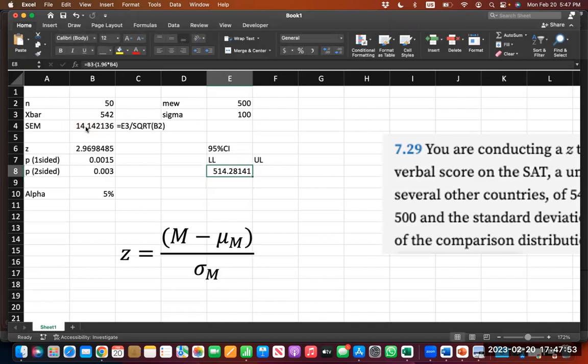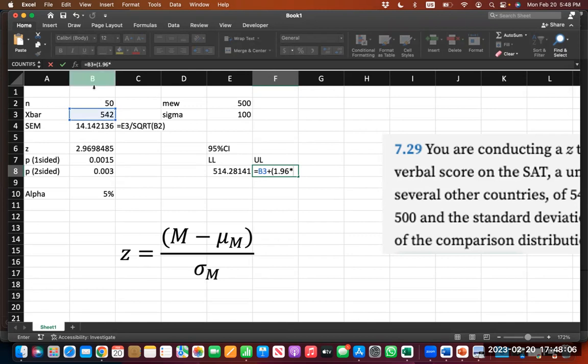That would be 514. And the upper bound is now my X bar plus 1.96 multiplied by my standard error of the mean, 569. Did you do that 1.96? Because that's my 5% on both sides. So this is a 95% CI.